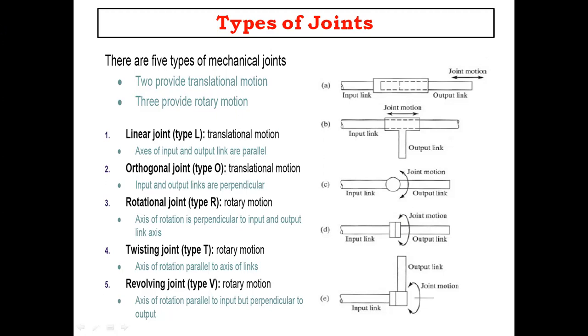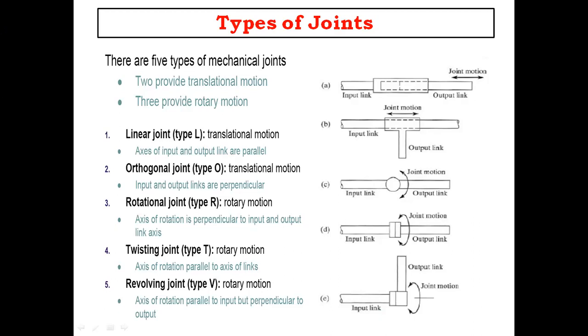Let me see what joints are available. We have a linear joint, orthogonal joint, rotational joint, twisting joint, and finally a revolving joint. You can remember it as LORTV: linear, orthogonal, rotational, twisting, revolving. Among LORTV, L and O provide the translational motion.